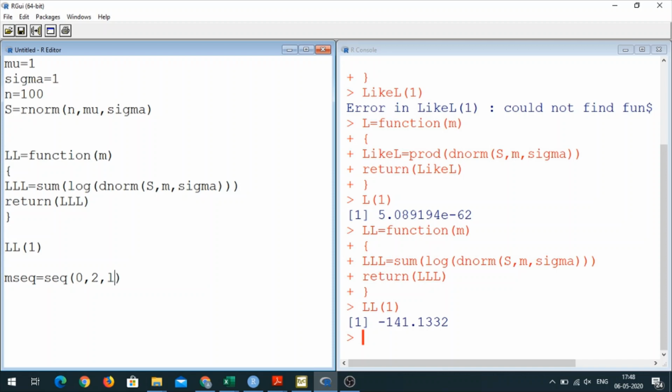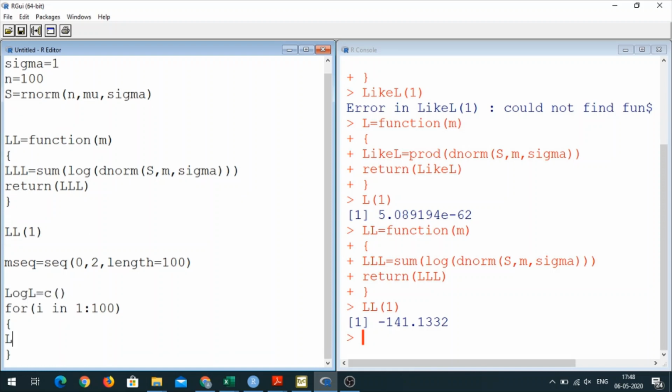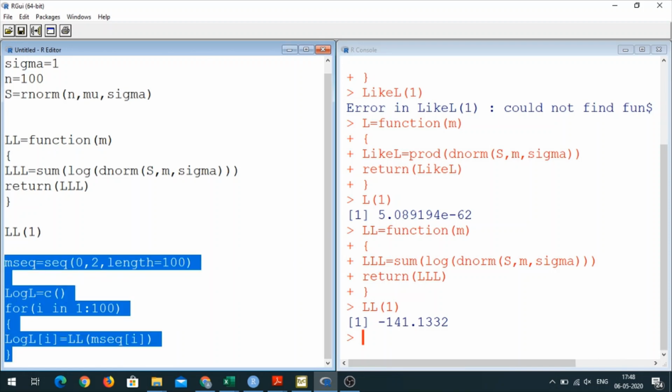So let me construct a sequence between 0 to 2 of length, let's say 100, and then for each of these I'm going to compute the likelihood. So for i in 1 to 100, we will store the log likelihood. Let me create a vector to store that, named logL. So logL at i is likelihood with mean taken as the ith entry from mseq. Okay, let me run this.